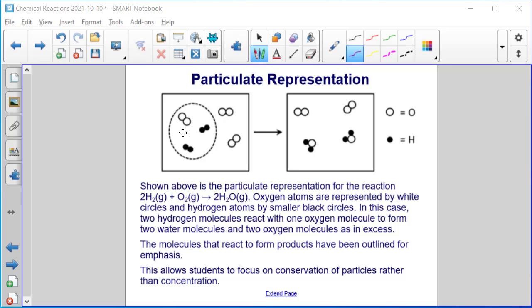Remember, in a chemical reaction, the bonds are broken, the atoms rearrange, and they are reformed. And so they reform H2O, H2O, with 2 oxygen molecules in excess. Okay? So as I said, I've outlined the molecules that react, and these sorts of particulate representations allow you to focus on the conservation of the particles rather than the concentration of the container.